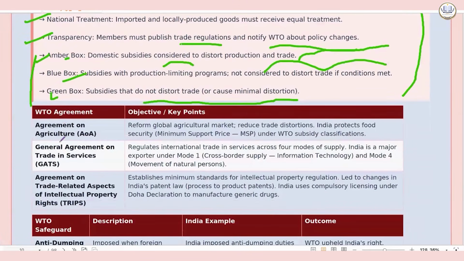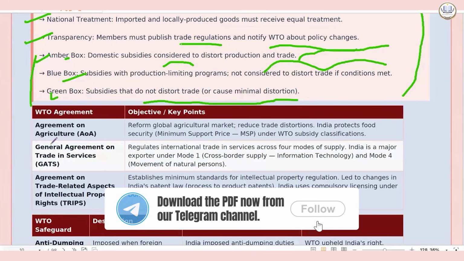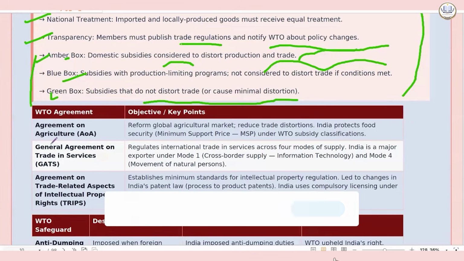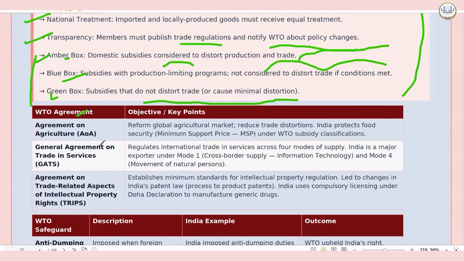India's agriculture subsidy also is under tussle. That is going on, and trade talks are going on. But WTO as a body also became a bit dysfunctional because of the dispute settlement body. Then there are agreements. There is the Agreement on Agriculture, which wants to reform the global agriculture market and reduce trade distortion. India protects food security. It provides MSP, and it is under WTO subsidy classification.